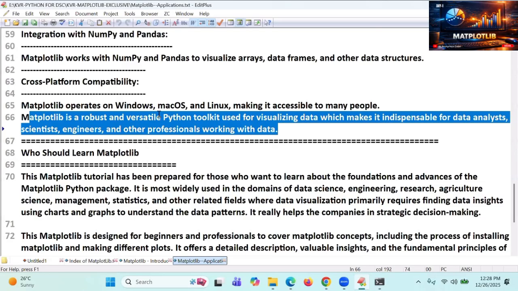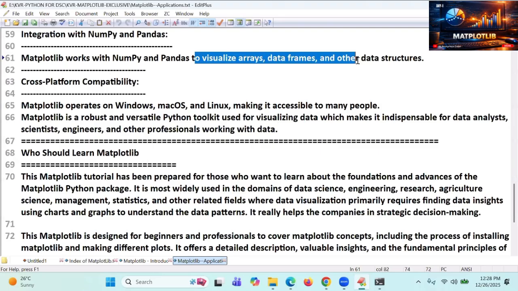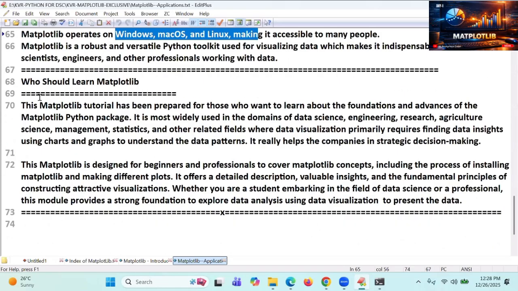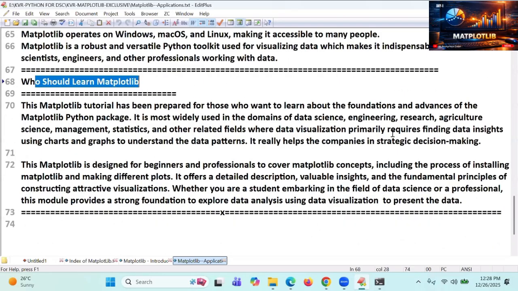Any working professional who requires Matplotlib, working on different platforms, can run it on any OS. So, who should learn this Matplotlib? Last part. Who should learn this Matplotlib?